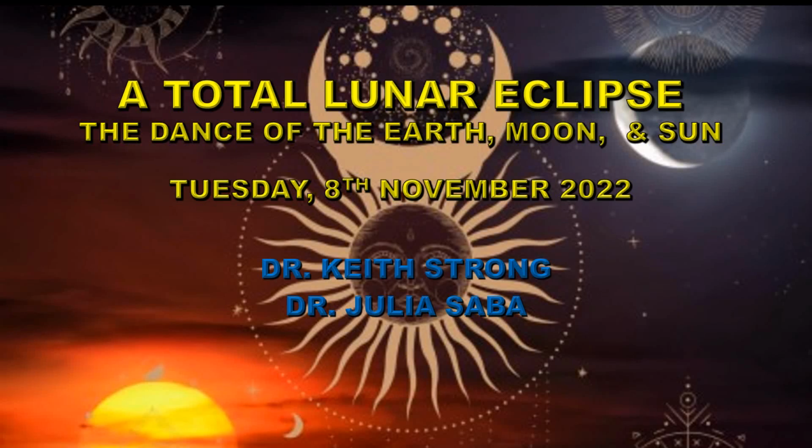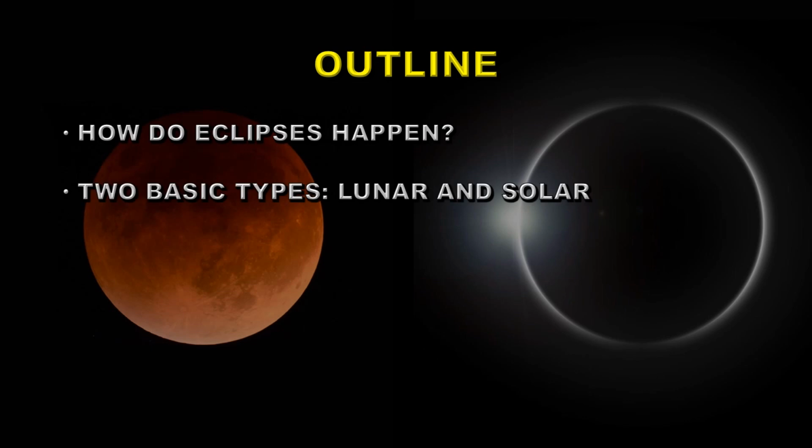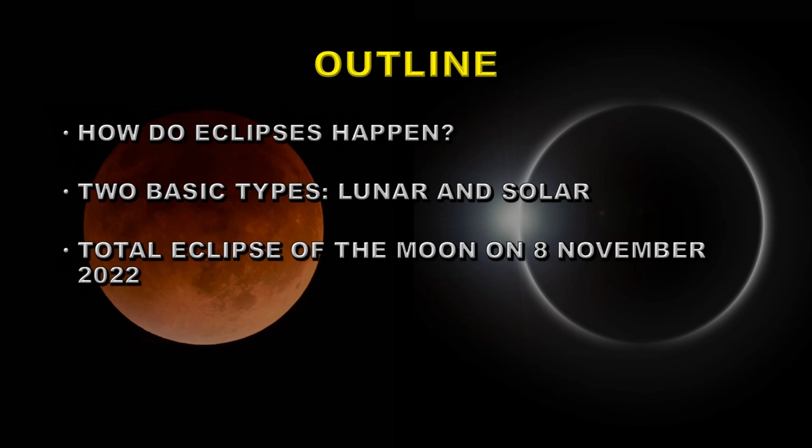This video is about the upcoming total lunar eclipse that's going to occur on Tuesday, the 8th of November, 2022. First of all, we'll talk a little bit about how eclipses occur, that there are two basic types of eclipses, lunar and solar, and the difference between them. And I'm going to talk about, in particular, the lunar eclipse on the 8th of November. We also have two solar eclipses coming up in the next couple of years, so I'll mention those as well.